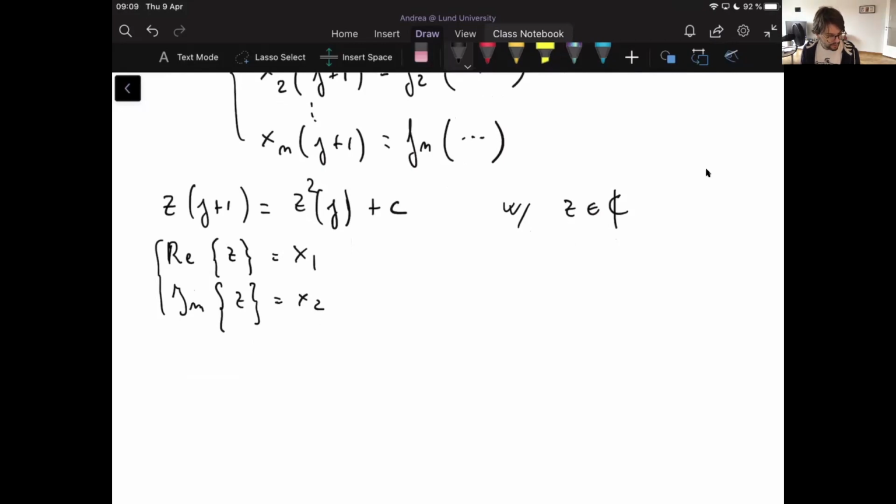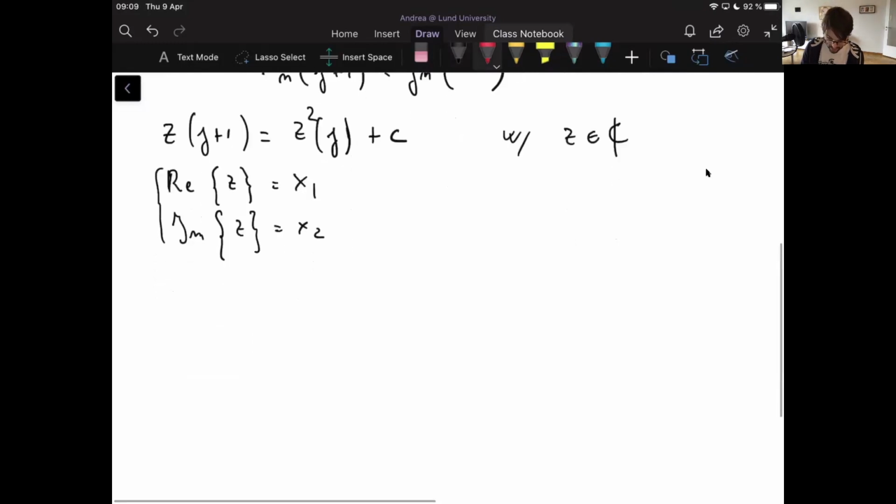Okay, now we can do the Nicholson-Bailey model and start to see an example of these multidimensional maps.